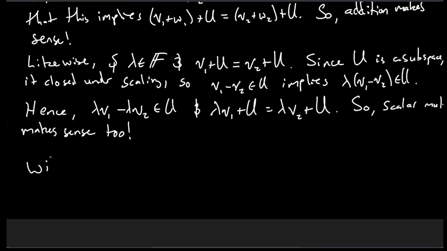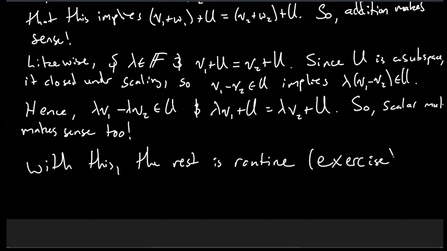I'll say with this, the rest is a routine exercise. I might make you do this, perhaps on homework or something like that. All right, cool. So scalar multiplication and addition make sense. After you've got that, everything else is just checking some vector space properties. Nothing too crazy at all. All right, sweet. Let's see what we can get from the quotient the same way we got some stuff from products.